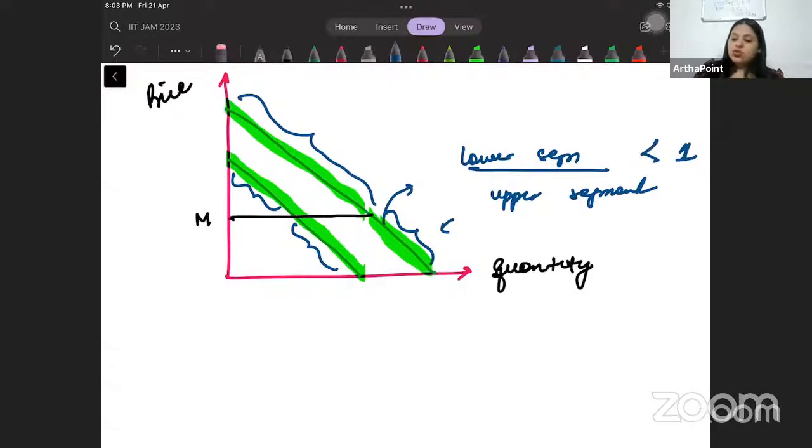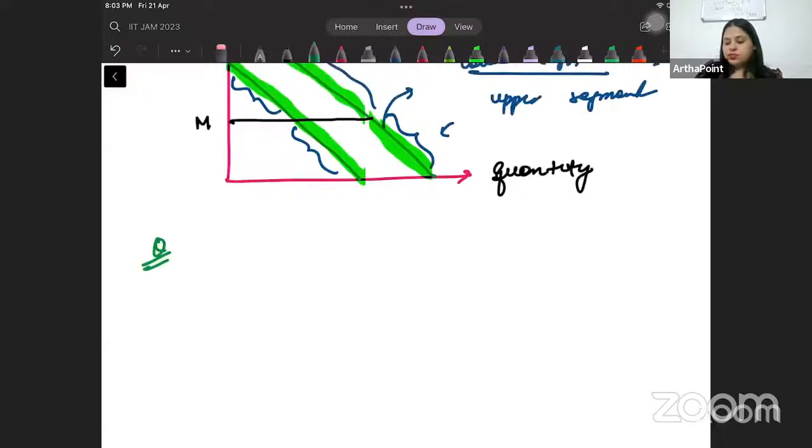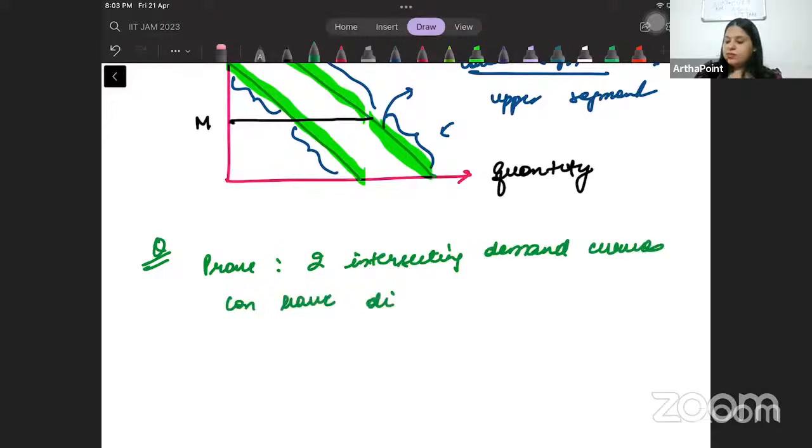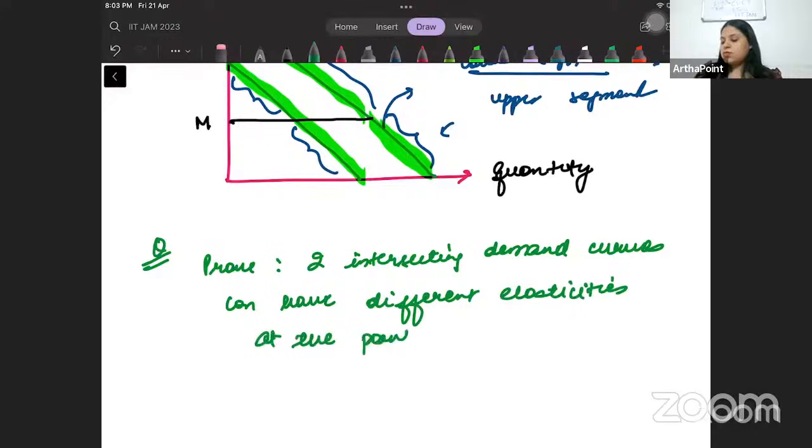Now I leave it to you to prove that two intersecting demand curves can have different elasticities at the point they cross each other. I am leaving this up to you. You will prove this. ठीक है? ये खुद से करना है.